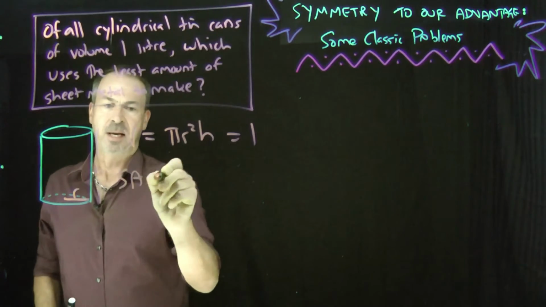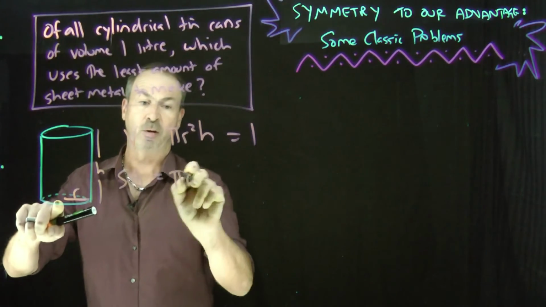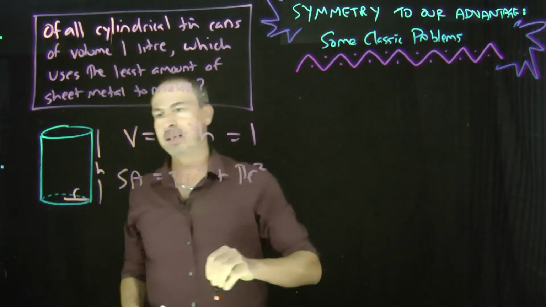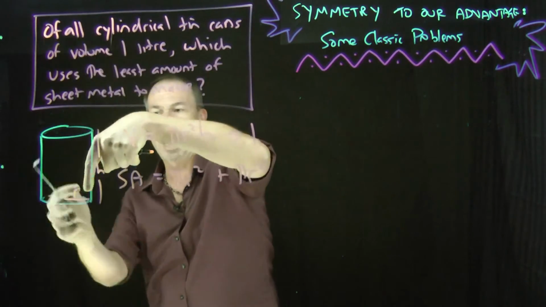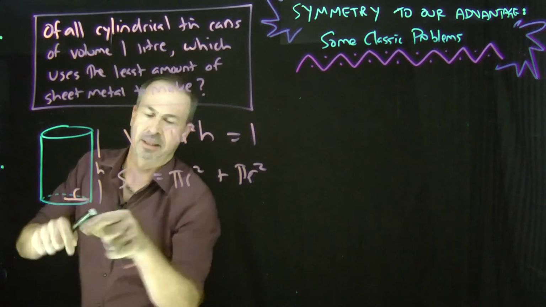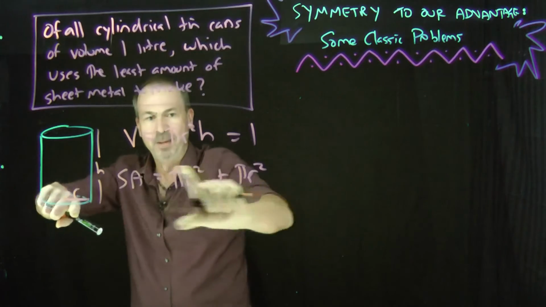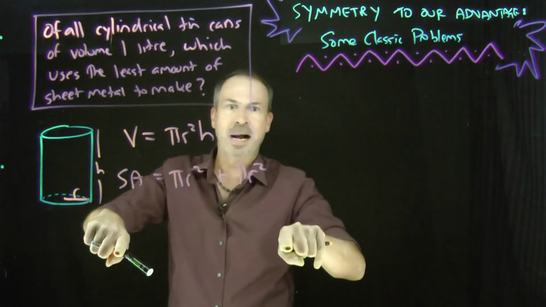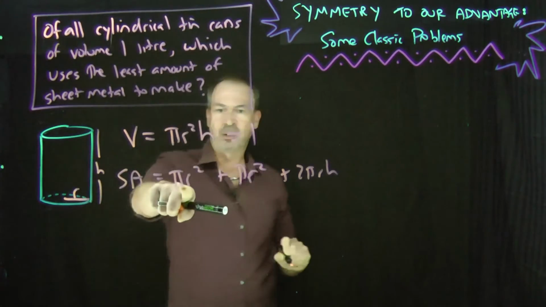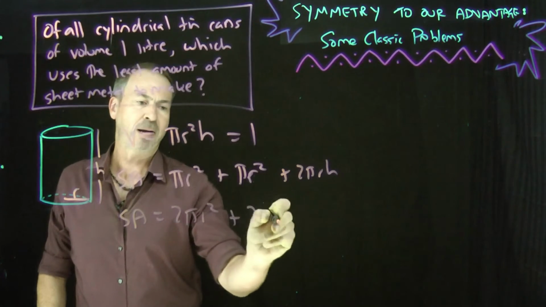So what's the surface area? To make this tin can, I need a circle of metal for the base. That's pi r squared worth of area. Plus another circle of metal at the top, another pi r squared. And for the sides, imagine you cut the can and unroll it. It's really a rectangle that curled up. The length of the rectangle is the circumference of the circle, and the height of the rectangle is the height of the can. So the area of the sides is 2 pi r, the circumference, times h. The surface area is 2 pi r squared plus 2 pi r h.